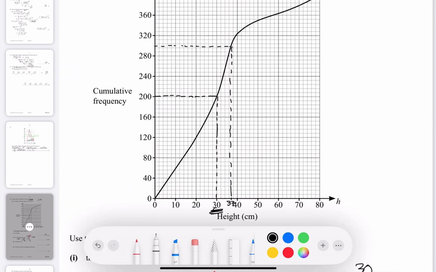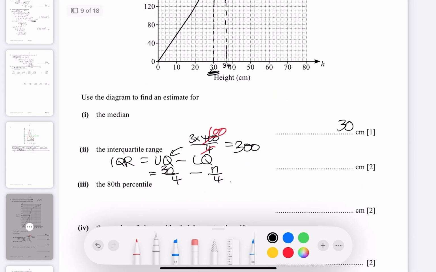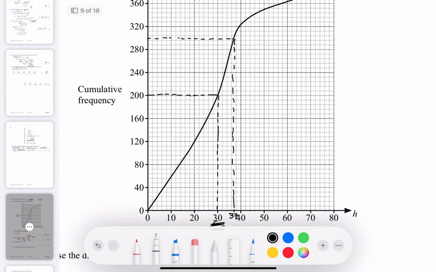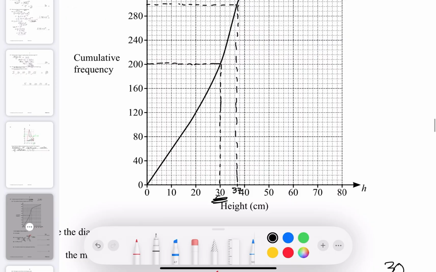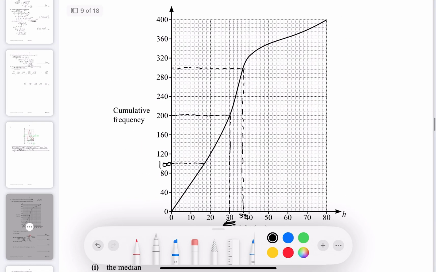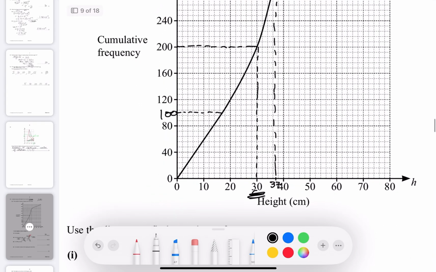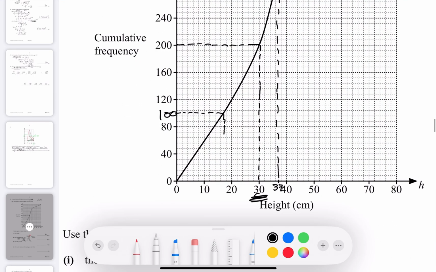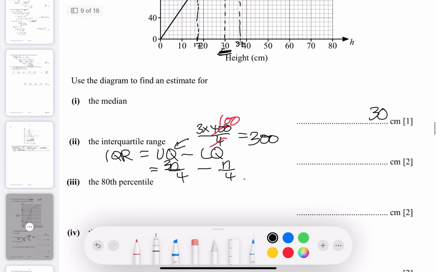And the lower quartile now is n over 4. So that's 400 divided by 4, which is at the 100th value. So we draw a line from 100. This is 100. This is 300. We draw the line going down. And this is 17. So therefore the upper quartile is 37 and the lower quartile is 17. Hence the interquartile range is 20. So that's our answer for that.